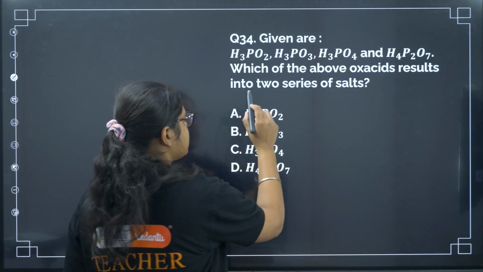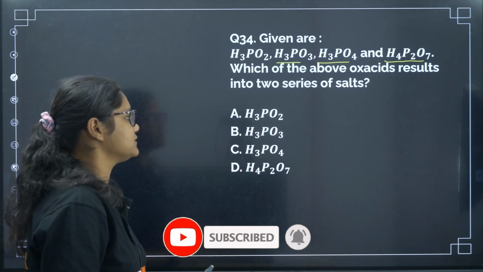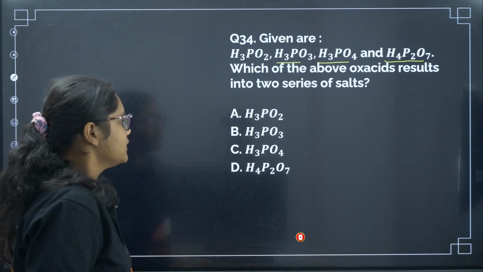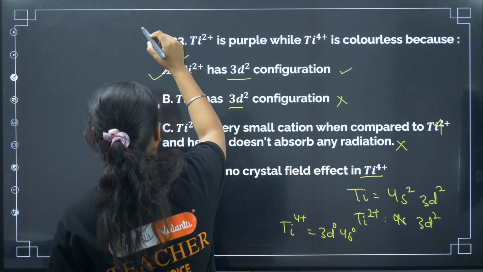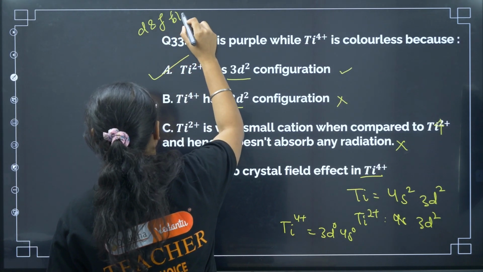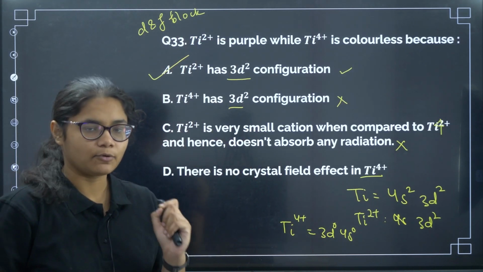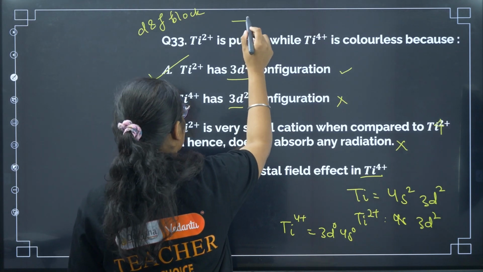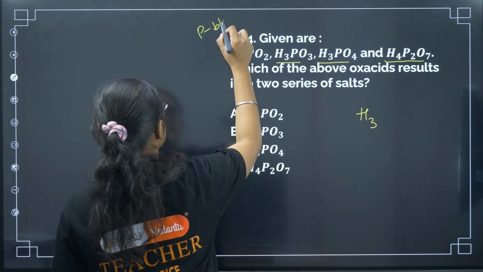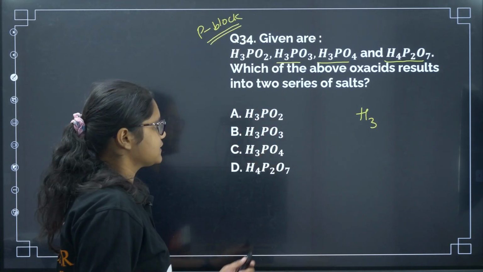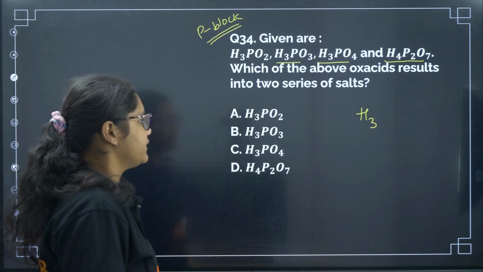Next, given are H3PO2, H3PO3, H3PO4 and H4P2O7. Which of the following oxo acids result in two series of salts? This question is from your d and f block. I'll be discussing the d and f block chapter; many reactions, color and magnetic moment are very important topics, and this question I can say is around easy level. Next is from P block, which is your deleted portion. Although it is a deleted portion, this is a question which you can attempt very easily.